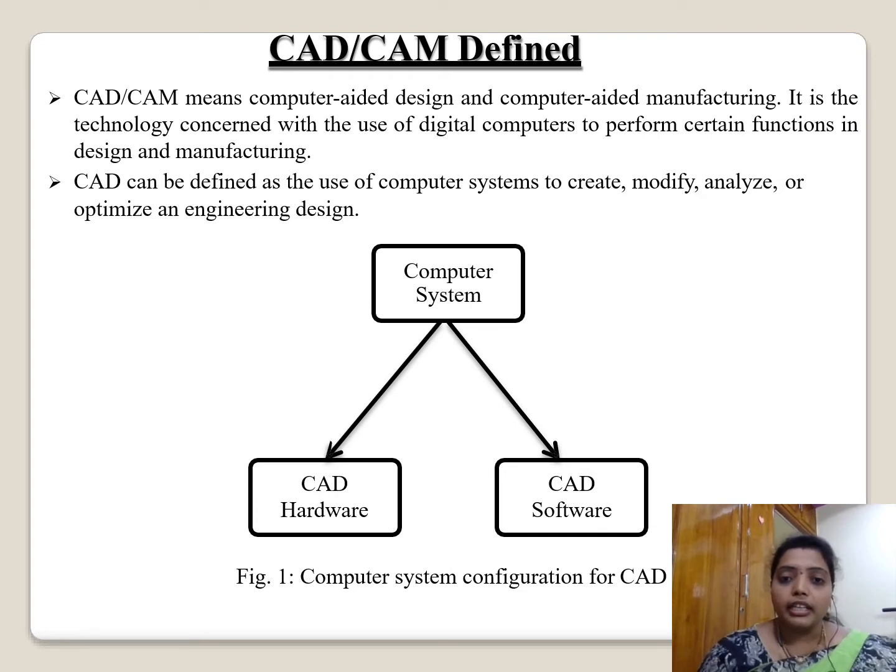Mainly, here we are using the computer as the mediator between the man and the machine. By using the computer we are designing the object. The computer system is divided into two parts, mainly CAD hardware and CAD software.